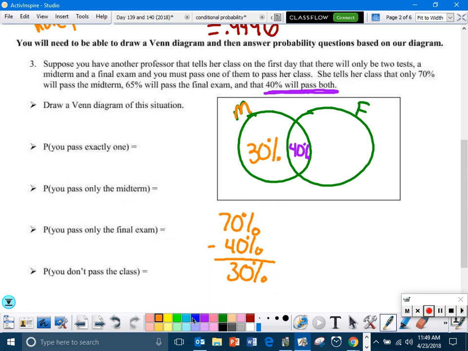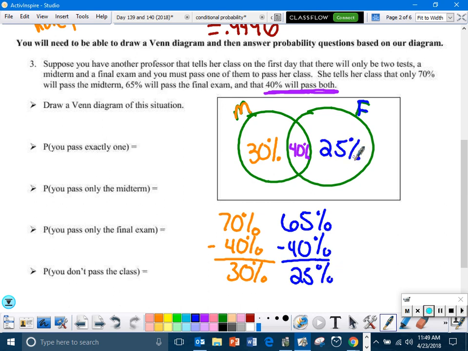Okay, same thing with the final exam. 65% will pass the final exam. We've already got 40% in there, so we have to take out the 40%. That leaves 25%. Now, I have to figure one more thing. Some people will not pass both. That'll be on the outside.